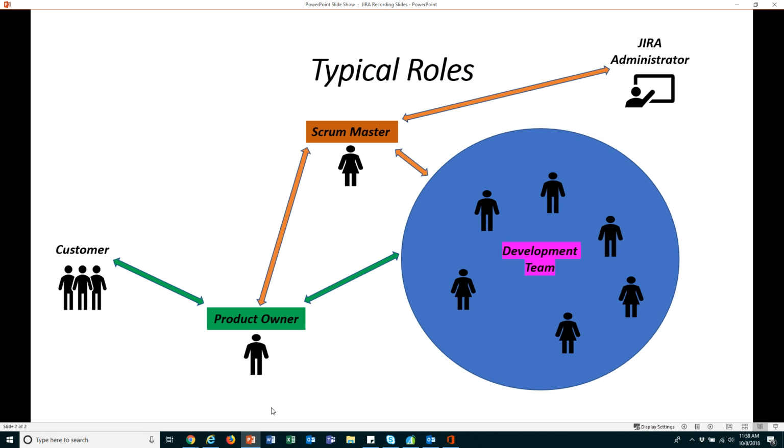So, with that said, this is the typical team and the members that support the team and their lines of connection. All right. So in the circle, we've got our development team made up of anywhere from 5 to 8 people.